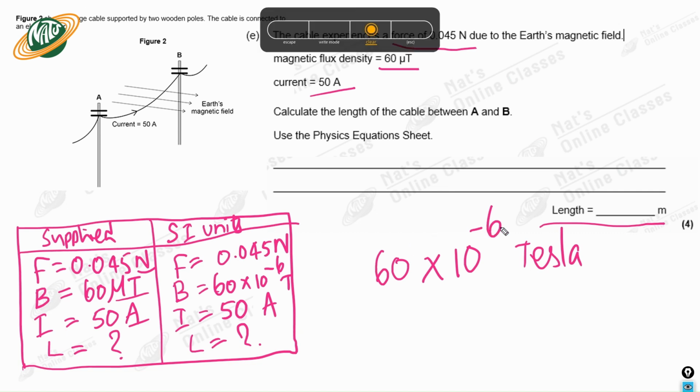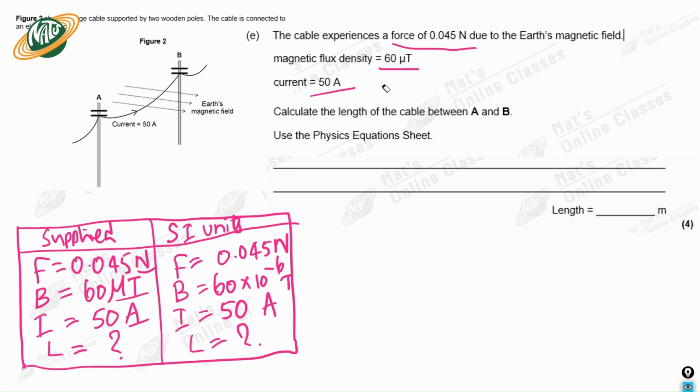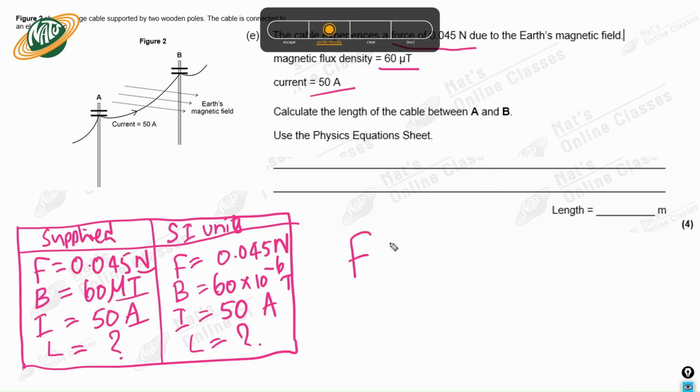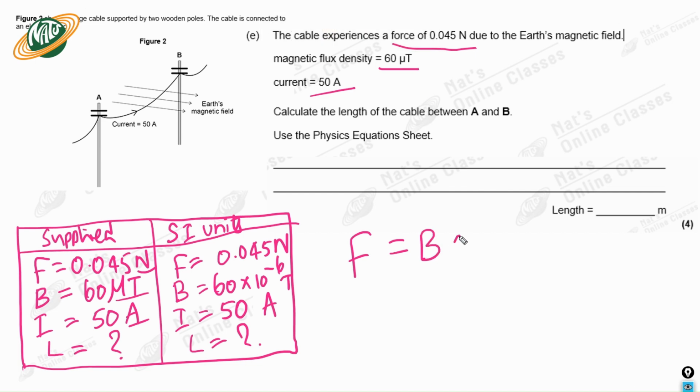Now, what is the actual formula we need to work out? Whenever you come across a question on magnetic flux density, the one simple formula which would help is F equal to B times I times L. F is force in Newton, B is magnetic flux density in Tesla, I is current in amperes, L is length in meter. Now we know the force, we know magnetic flux density, we know the current, but we don't know the length, right? Now we need to rearrange the formula.